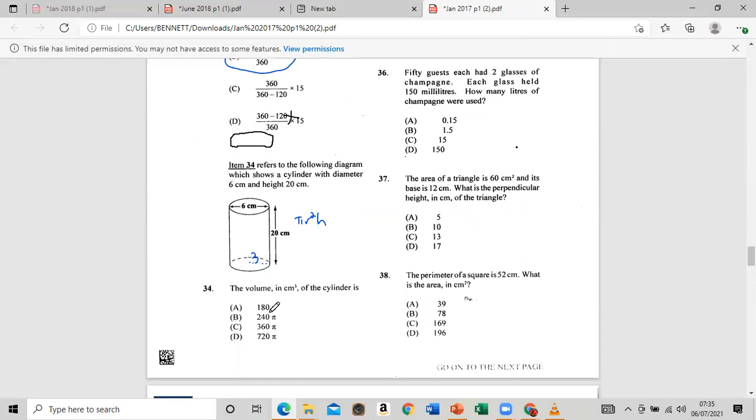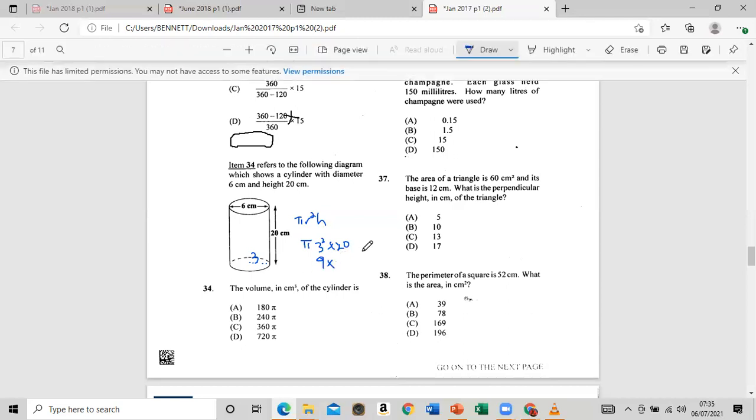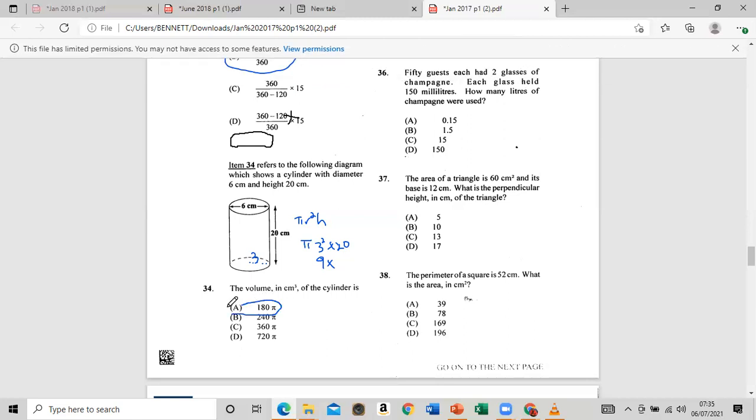So notice that I didn't work it out to pi. I'm going to leave pi. So pi times 3 square times 20. So 3 squared is 9. 9 times 20, 9 twos are 18, so it's 180 pi.